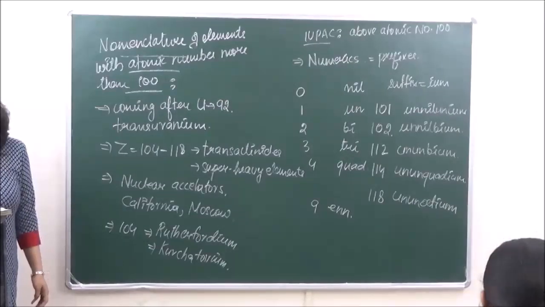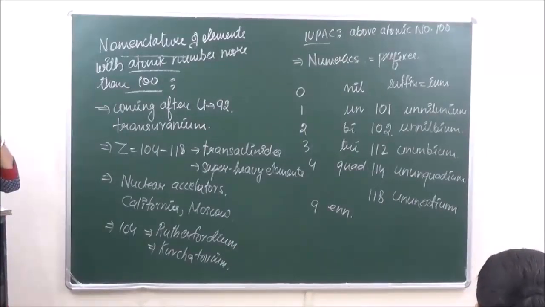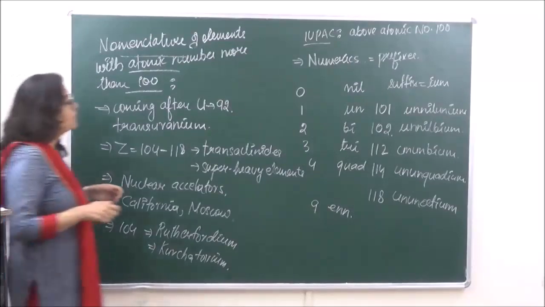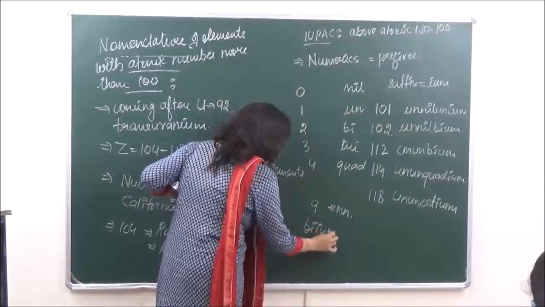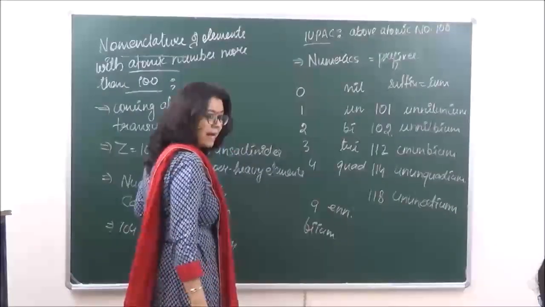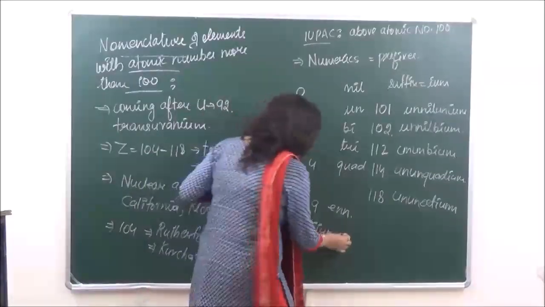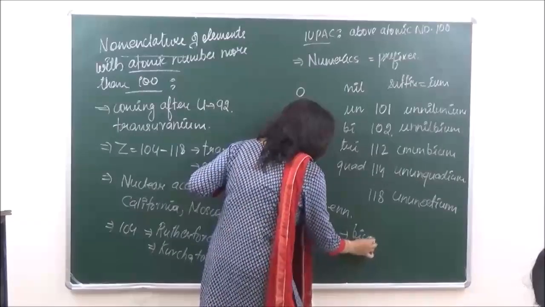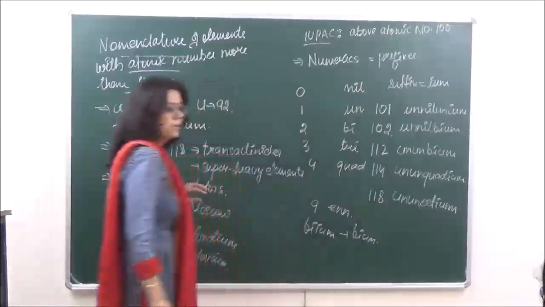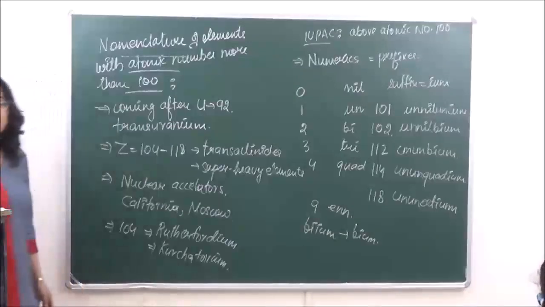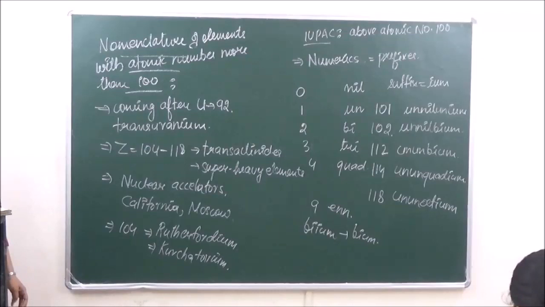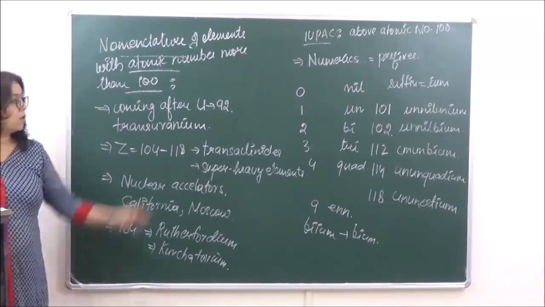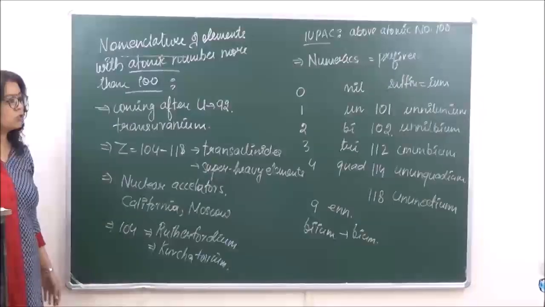Now, in certain cases, as I just told you, the names were shortened. For example, if we are getting biium, then instead of this, bium was written. So the name was shortened, and one i was cancelled from here. Clear?